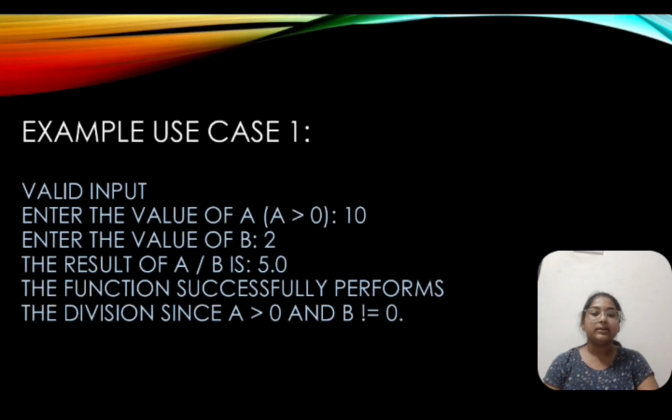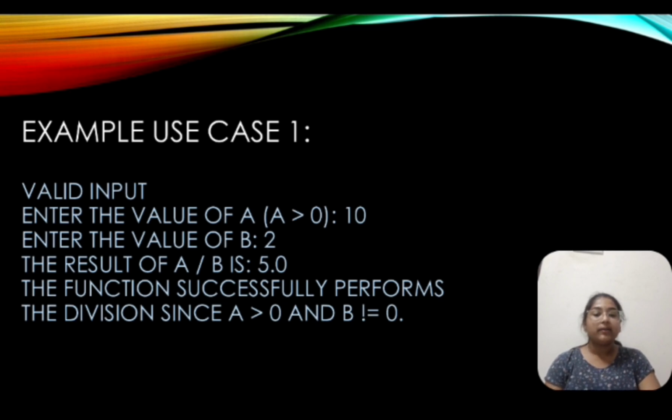Next is, let us see example use of case 1. So, first example is valid input. For valid input, we have to enter the value of A, which is A should be greater than 0, colon, that is 10. Enter the value of B. Value of B is 2. The result of A by B is 5.0.